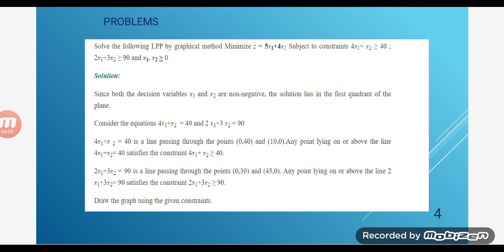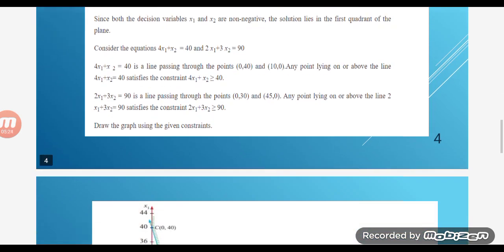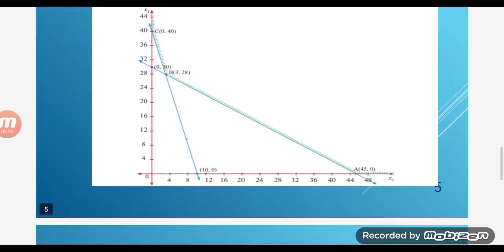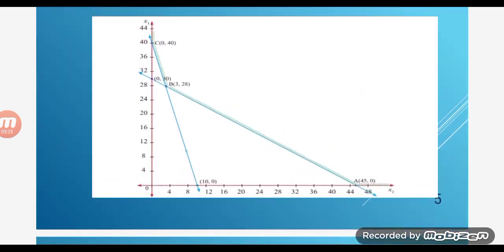Similarly, if I substitute x2 equal to 0, I will get x1 equal to 10. So my points are 0, 40 and 10, 0 for the first equation. Similarly, substituting x1 equal to 0 and x2 equal to 0 in equation 2, I will get the points 0, 30 and 45, 0. Now I am going to plot these four points in the graph. Here I have plotted my points 0, 40, 0, 30, 10, 0, 45, 0.